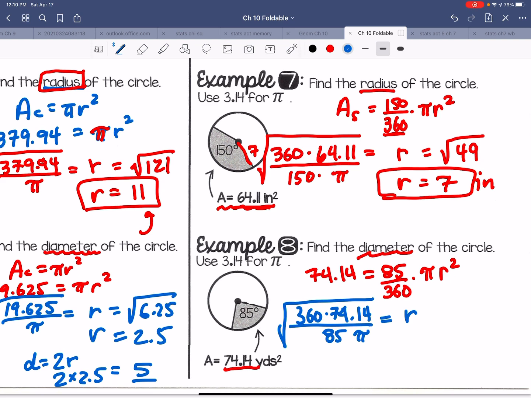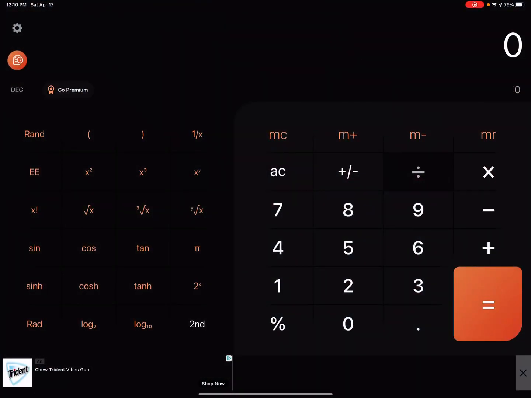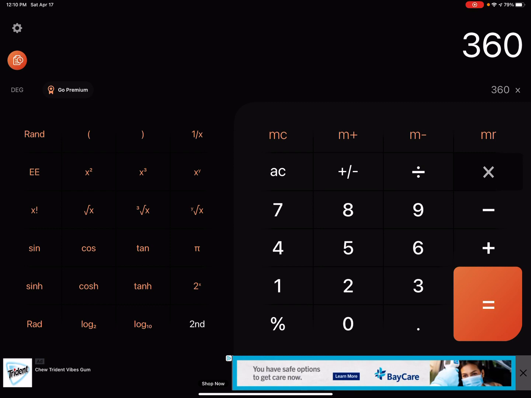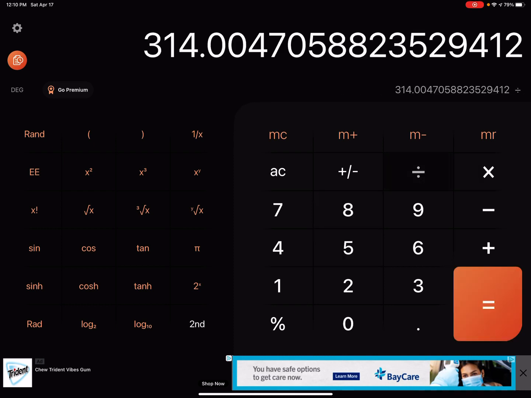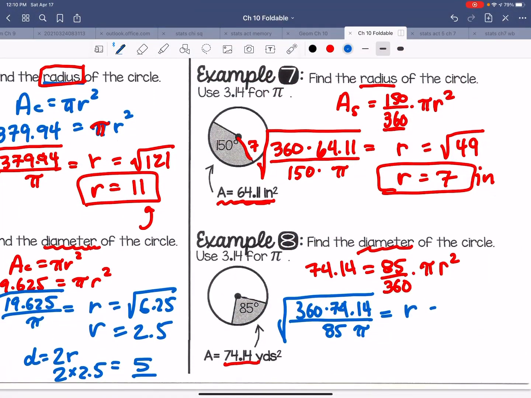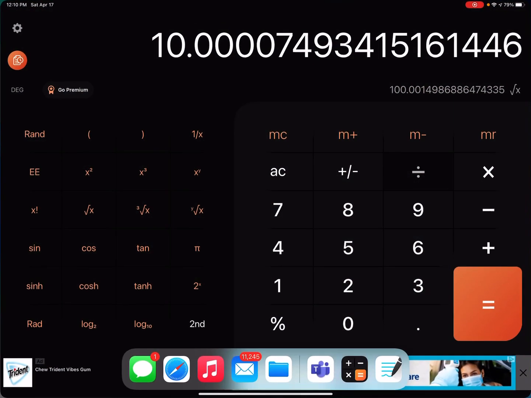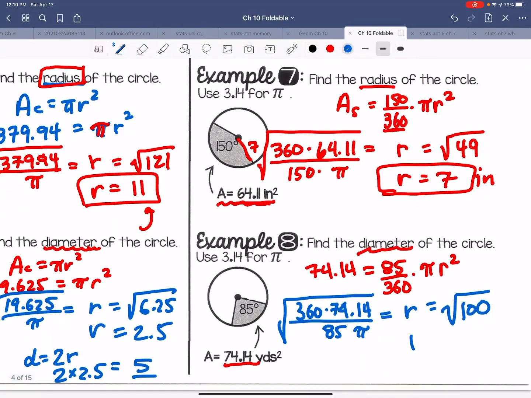So lots to type in my calculator. 360 times 74.14, divided by 85, divided by pi. So I get 100. That's convenient. So the square root of 100, I'll show you in the calculator, is 10, because 10 times 10 is 100. So the radius is 10. Not so fast. The diameter is 2 times the radius. So that would be 2 times 10, or 20 yards.